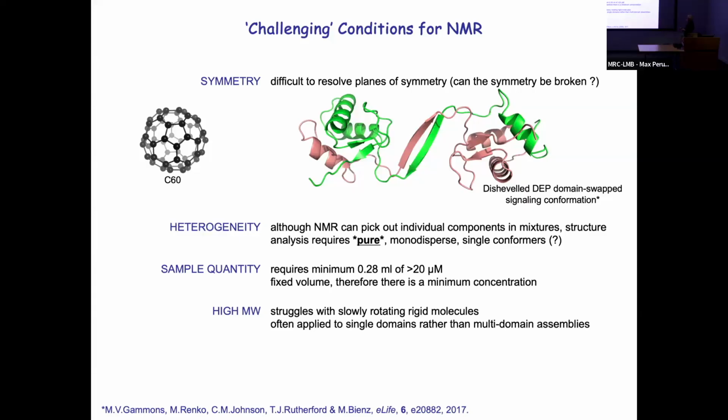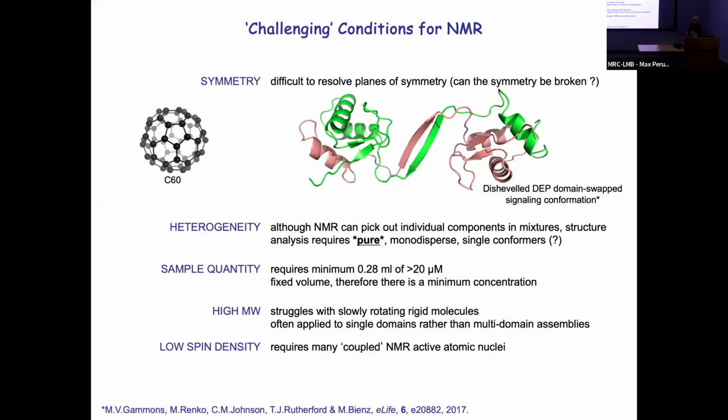High molecular weight, as I've said before, NMR struggles with slowly rotating rigid molecules. As we go up in molecular weight, the quality of the signal degrades quite rapidly. So we start to struggle as we get to proteins that are high molecular weight, but we restrict ourselves generally to looking at single domains rather than multi-domain assemblies, or even intact whole proteins.